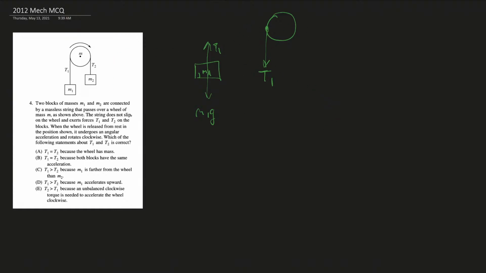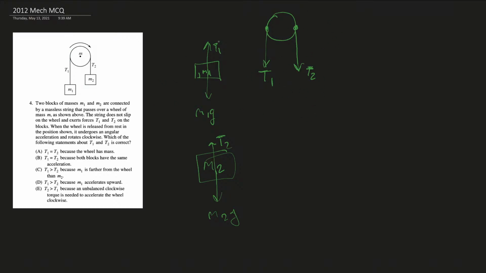Similarly, on the other side, you have M2 with the force of gravity pulling down on it and the tension force T2 pulling upwards. Here, same deal. The T2 force is pulling on the mass 2 block, and that same force is going to be pulling down on the pulley. The reason they're the same again is because we're on the same side of the pulley.